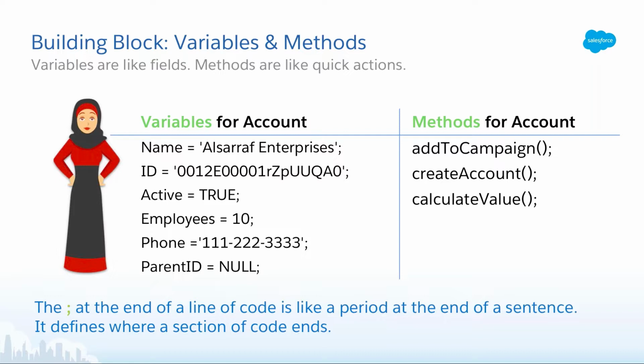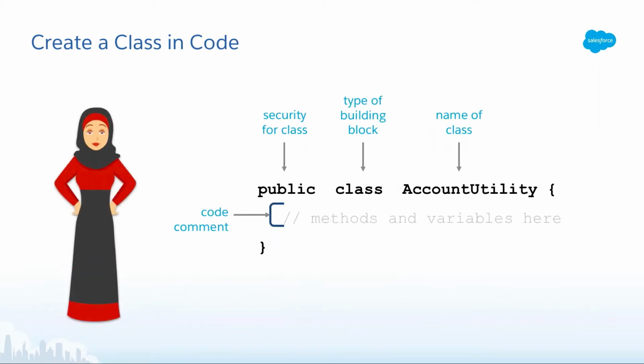So to sum up, we know that classes contain the code-based business logic in your org, and that classes have variables and methods. So let's look at how to create those classes, methods, and variables in code. So here's an example of code that we use to create a class. In this case, it's called account utility.